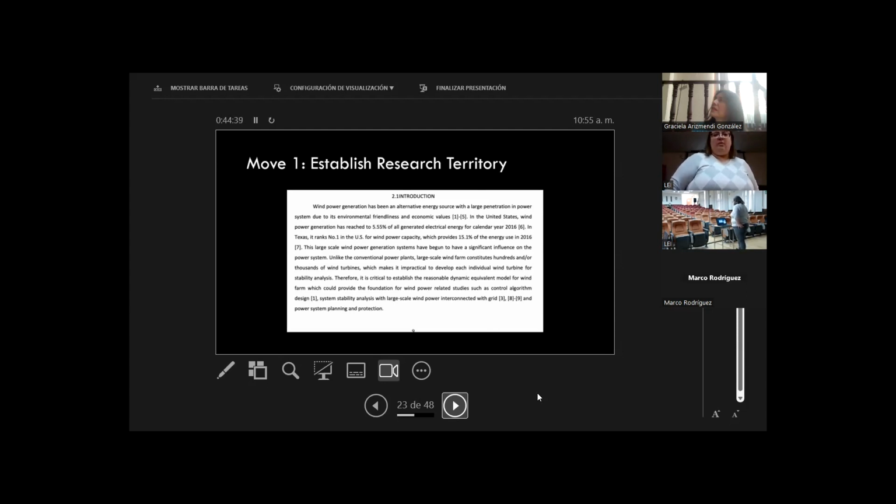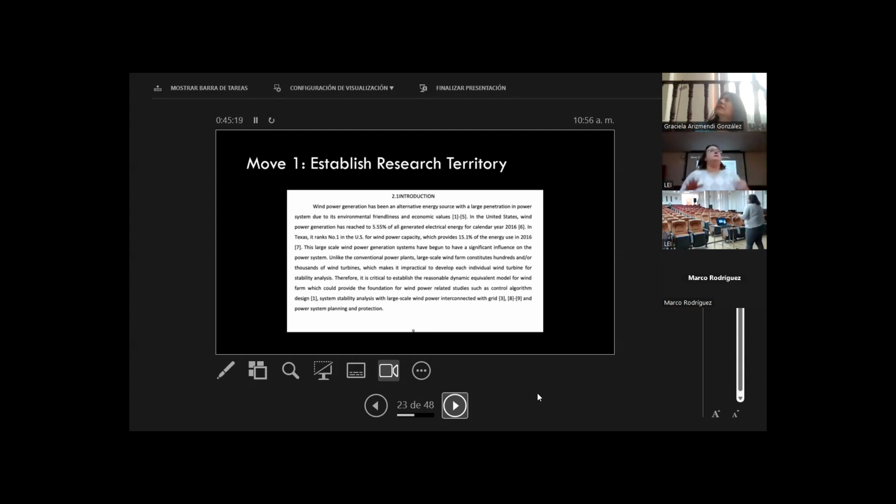This large-scale wind power generation systems have begun to have a significant influence on the power system. Unlike the conventional power plants, large-scale wind farm constitutes hundreds and or thousands of wind turbines, which makes it impractical to develop each individual wind turbine for stability analysis. Therefore, it is critical to establish the reasonable dynamic equivalent model for wind farm, which could provide the foundation for wind power related studies, such as control algorithm design, system stability analysis with large-scale wind power connected with grid, and power system planning and protection.